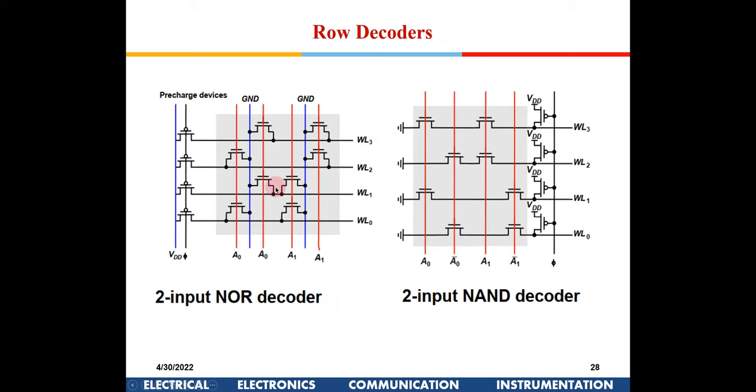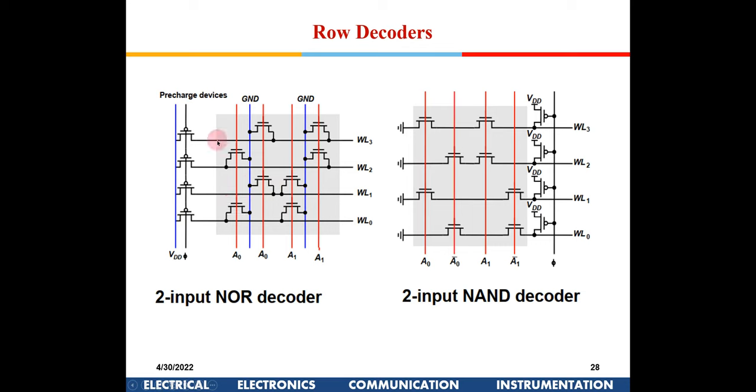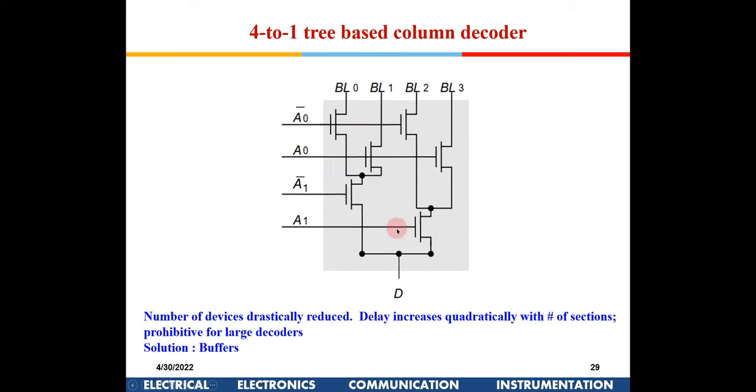So this topology is better than this, although it consumes a larger number of transistors. Here you can save on a certain number of transistors, but because it keeps expanding like a tree, the delays will be slightly on the higher side. So this is what a tree-based column decoder looks like.